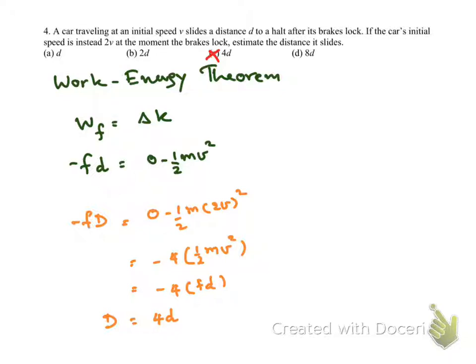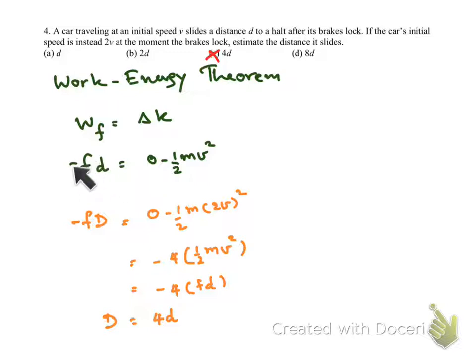Its brakes lock. If the car's initial speed is increased to 2v at the moment the brakes lock, estimate the distance it slides. Again, we can use the work energy theorem. In this case, we have the work done by the friction, because the car slides and there is a friction between the road and the tires of the car. So we have the work done by the friction equal to the change of the kinetic energy.